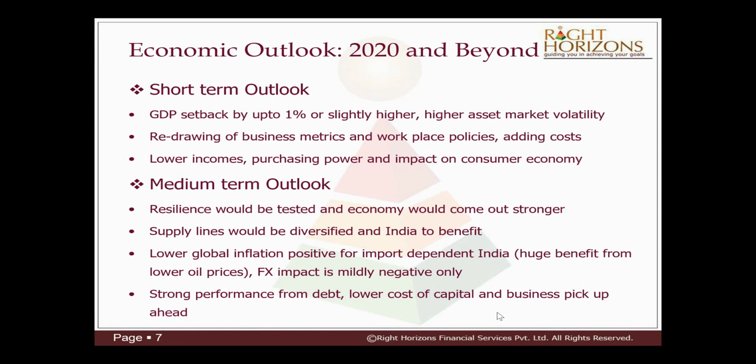Maybe the GDP, people are estimating, can come down by up to 1%. And this is not good news for India, because we're already at lows. So this probably also gets us into a definition where we are in recession, because the government was saying, if you go by the strict definition, we are not in recession yet, but possibly this will end up getting us into recession even by the definition of recession. And redrawing of business metrics, workplace policies, etc., adding costs, loss of productivity, and of course lower incomes.